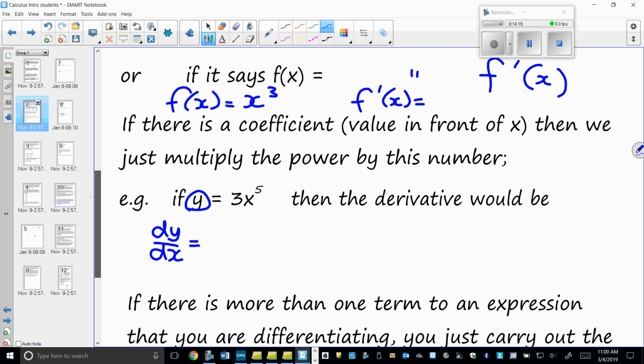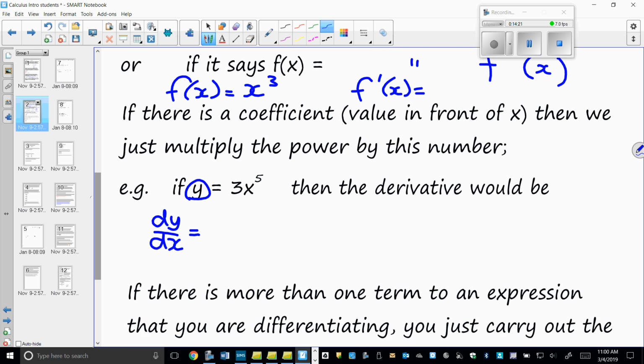Coming down here, as I said, if there's a number in front of it already, that stays there. It doesn't get ignored, but it is now becoming part of our question. So our power comes in front, so we're going to have 5 in front. We've still got the 3, so I'm going to put a multiply sign just because I know I'm multiplying it. And I'm now having x to the power what? 4, because 5 take away 1 is 4.